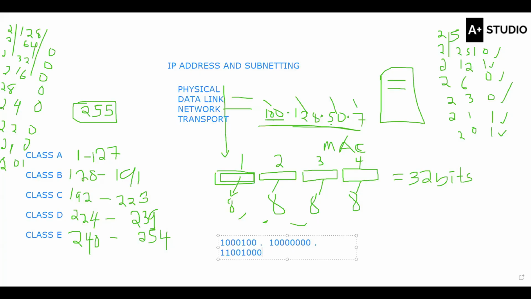Okay. A bit. 1 byte is 8 bits. So the IP address consists of 4 bytes. Okay. IPv4 is a 4-byte address. So every 1 byte is 8 bits. Okay. Every 1 byte is 8 bits.